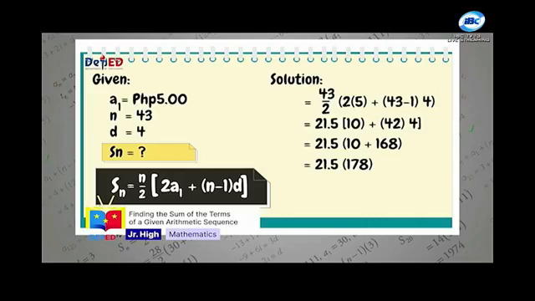s sub 43 is equal to 43 divided by 2, which is 21.5, times the quantity 2 times 5, which is 10, plus 43 minus 1, which is 42, times 4. s sub 43 is equal to 21.5 times the quantity 10 plus the product of 42 and 4, that is 168. s sub 43 is equal to 21.5 times the sum of 10 and 168, that's 178. s sub 43 is the product of 21.5 and 178.